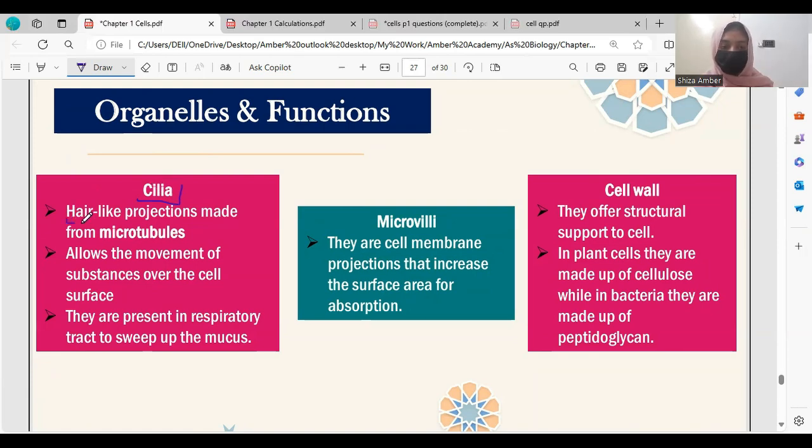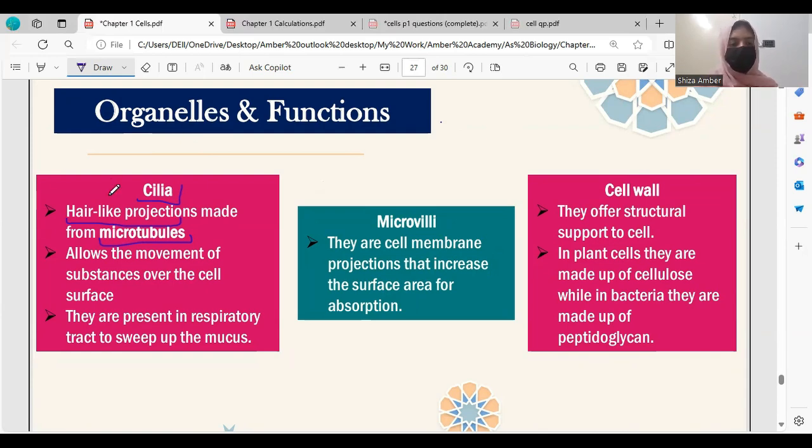So they look like here, like projections, and they're also made up of microtubules. So you need to make a chart that microtubules are responsible in the formation of cilia, they're responsible in the formation of cytoskeleton and in centriole. So far, we have learned three organelles that are made up of microtubules. So you can make a small note in your notebook in order for you to not forget it by the end.